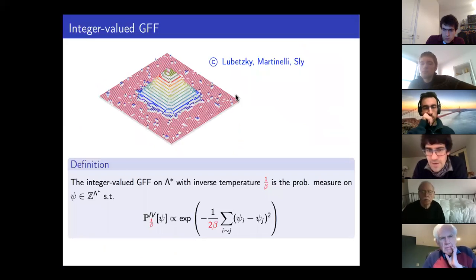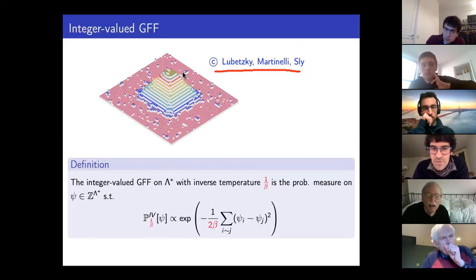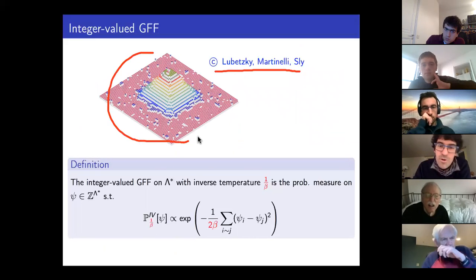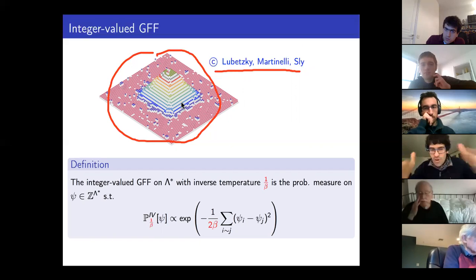So let me quickly define what these are. I've stolen the picture from the work of Eyal, who is here, and Martinelli and Sly. Actually I stole it from their paper, but this simulation is a simulation for the restricted SOS model, not the integer valued Gaussian free field, but this is the picture I liked the most. So I'm sorry, but you should picture a field that takes its values in the integers, and this is a kind of large deviation picture for a slightly different model. Otherwise, it looks a bit more like what they call a harmonic pinnacle.